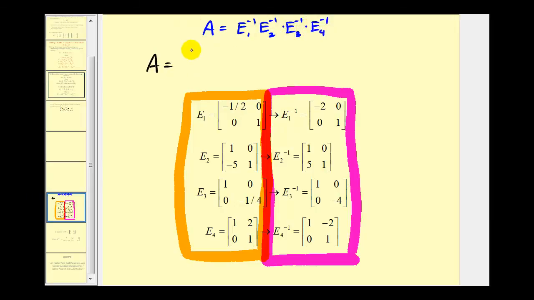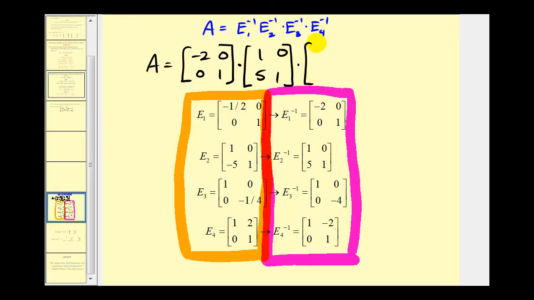So just to write this out, E sub 1 inverse is negative 2, 0, 0, 1. E sub 2 inverse is 1, 0, 5, 1. E sub 3 inverse is 1, 0, 0, negative 4. And E sub 4 inverse is 1, negative 2, 0, 1.